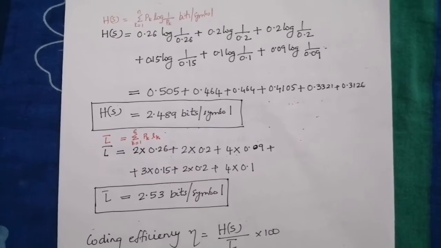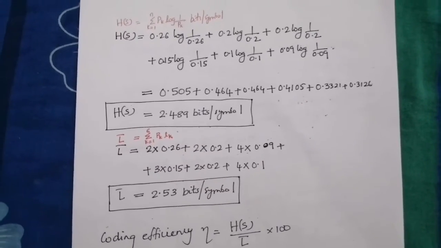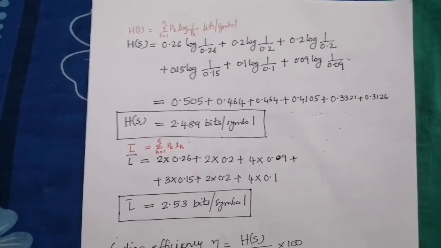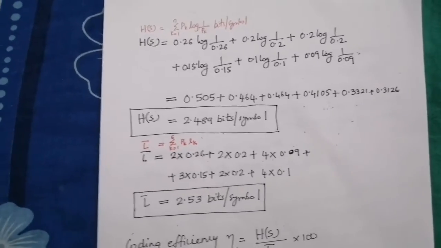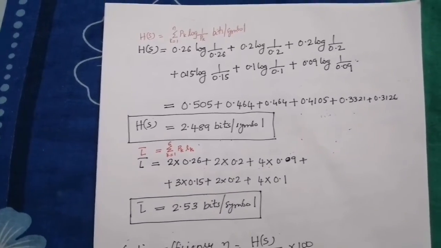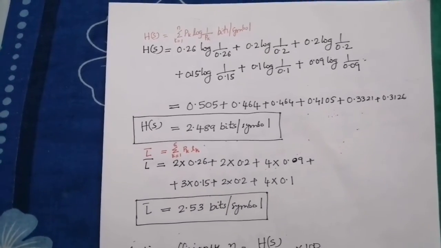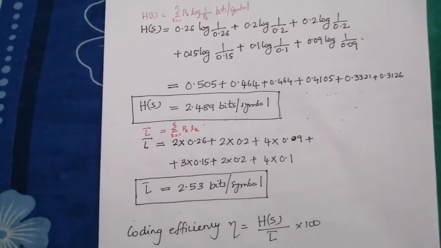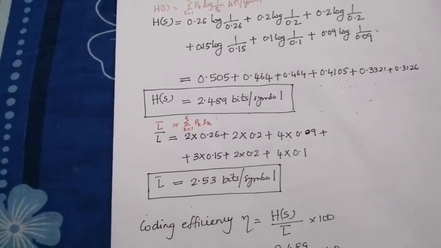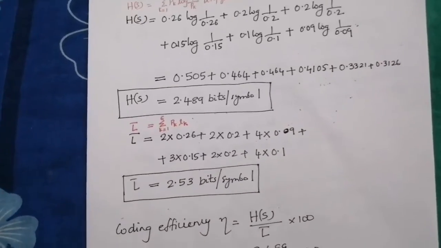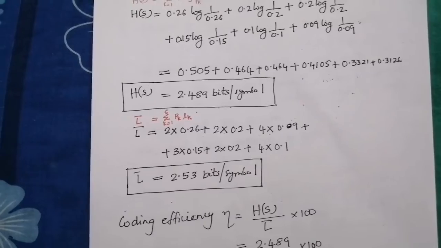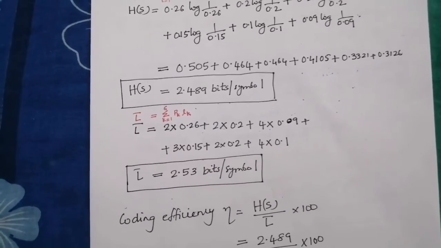For finding the coding efficiency, we need to find the entropy of the source as well as the average code word length. We know that entropy of the source is given by sigma k equal to 1 to n, pk log 1 by pk. So evaluating H of S, we got the result as 2.489 bits per symbol. Now, average code word length is given by sigma k equal to 1 to n, pk lk, where n is 6, pk is the probability of occurrence of the kth symbol and lk is the length of the kth symbol. Now, average code word length is given by 2.53 bits per symbol.